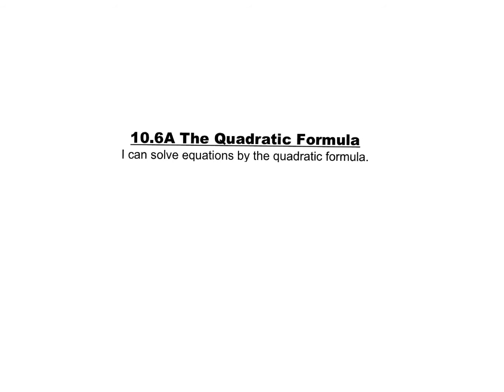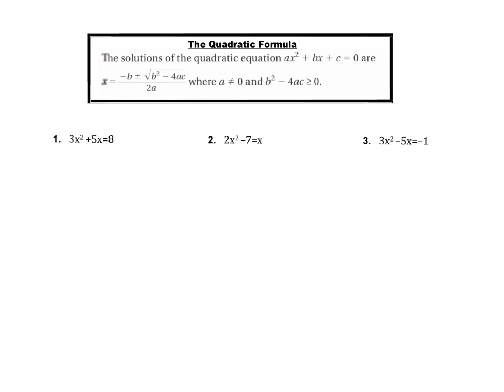In this lesson, we're going to solve quadratics using the quadratic formula. All right, so the quadratic formula. The quadratic formula is this formula right here in which we have x is equal to negative b plus or minus the square root of b squared minus 4a divided by 2a.